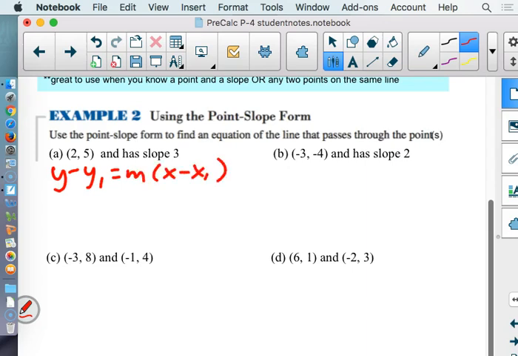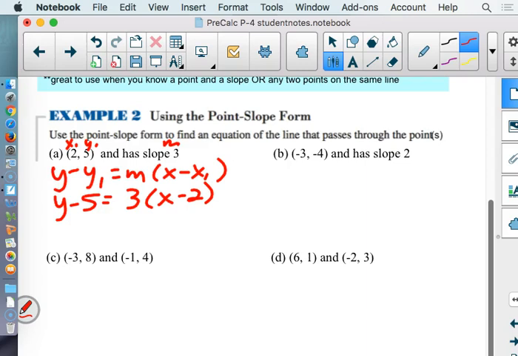What I have to remember is x and y don't go anywhere. They are part of the equation. But my job is to find the numbers that should go in for x sub 1, y sub 1, and m. Well, this is x sub 1, this is y sub 1, and this is m. So this will be y minus 5 equals 3 times the quantity x minus 2. We just put them in the right place.